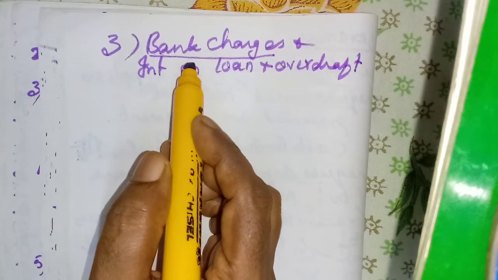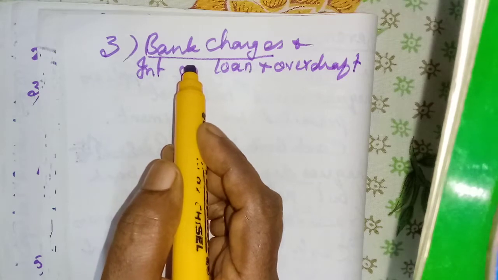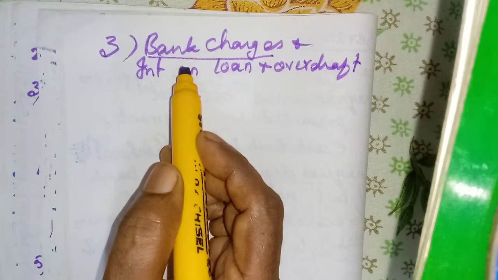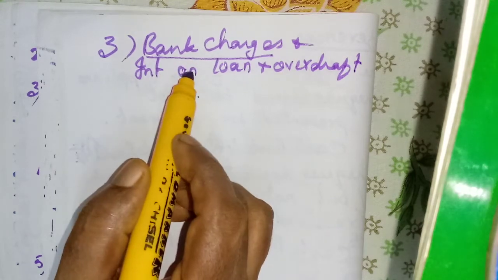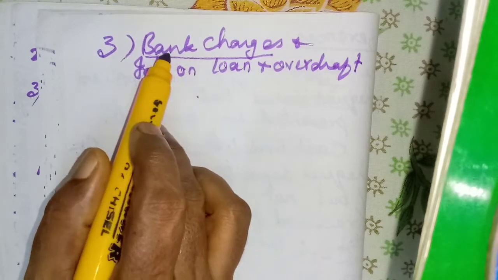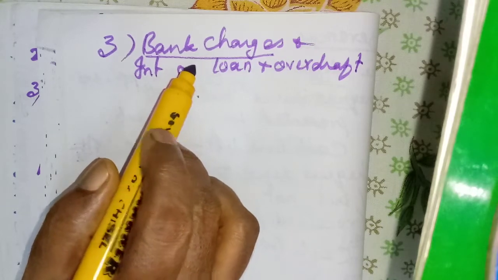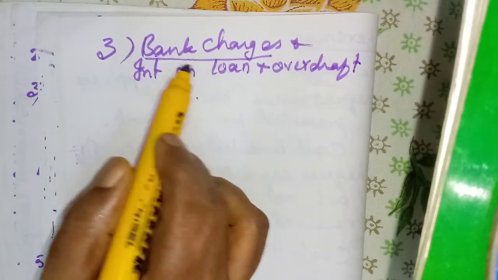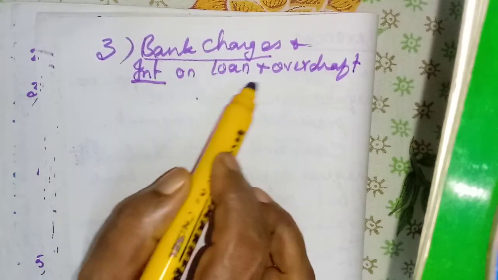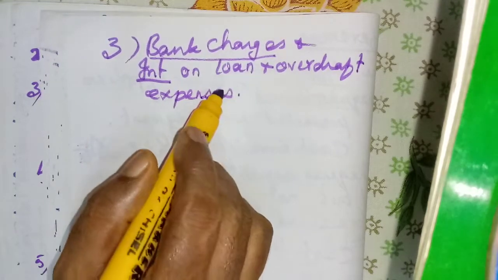many services for us. It is collecting the amount, keeping the money, then they are sending the check for collection, and they are honoring many checks. Okay, so it does many services for the customers. For all these services they will charge some amount as bank charges. So these bank charges will be charged by the bank, or interest on loan or interest on overdraft. Okay, all these are expenses for the firm.